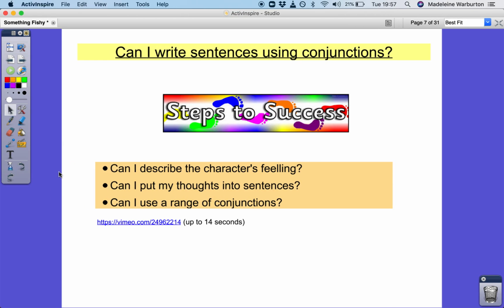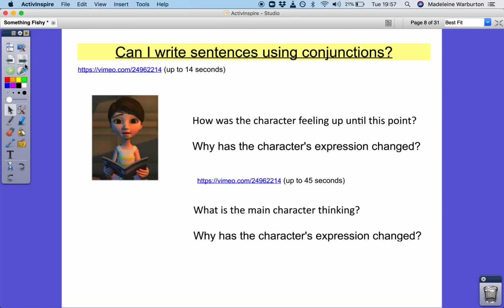Okay, so that's where we got to yesterday. So I'm just going to read you a few questions, and maybe if you're sitting with someone you could discuss the answers to them. So how was the character feeling up until this point when she started to look surprised? Yeah, you're right. I think she was bored. She was sleepy. She was waiting for the washing. Was it her washing? I guess so.